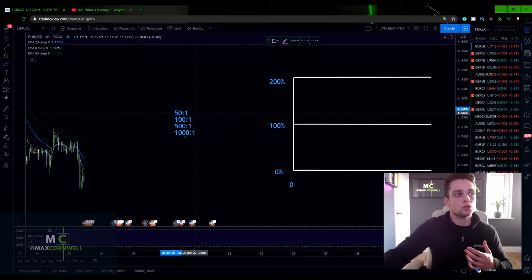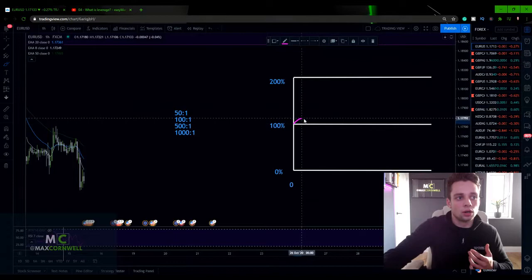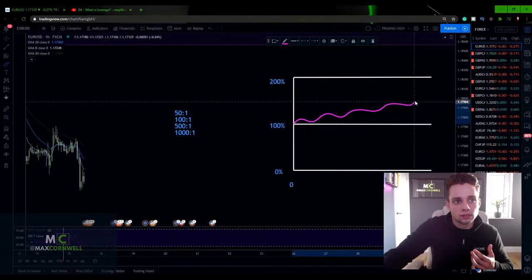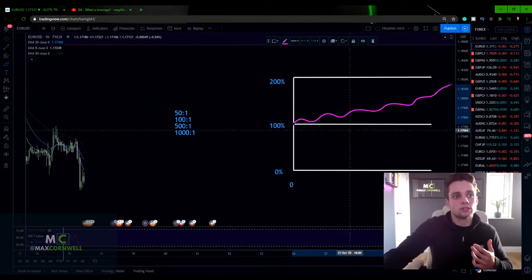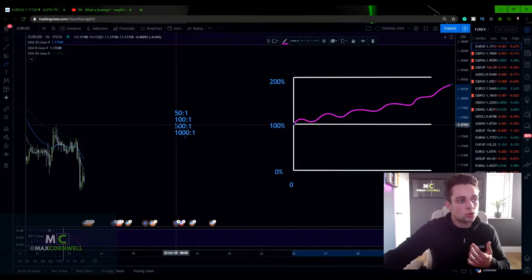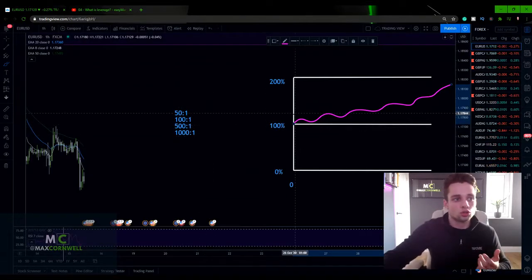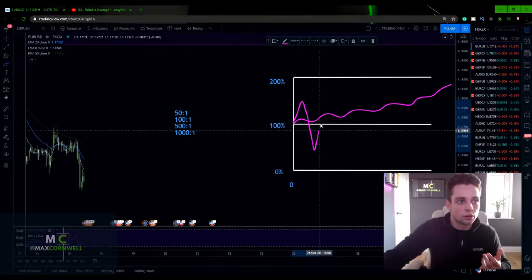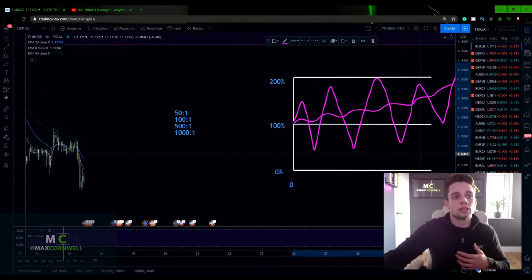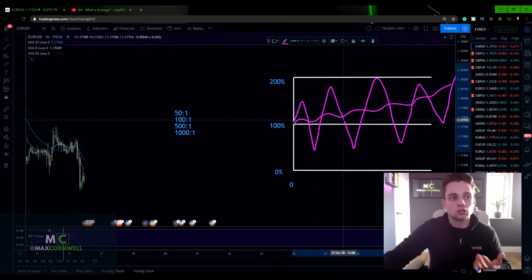Say you were using leverage of 50 to 1 and your equity curve is looking like this, okay? Your equity curve is nice and slow and steady and increasing over time with 50 to 1 leverage. If you were using 500 to 1 leverage, these swings are going to be massive, right? And obviously there's the potential to earn more doing it this way, but there's also the potential to lose more.